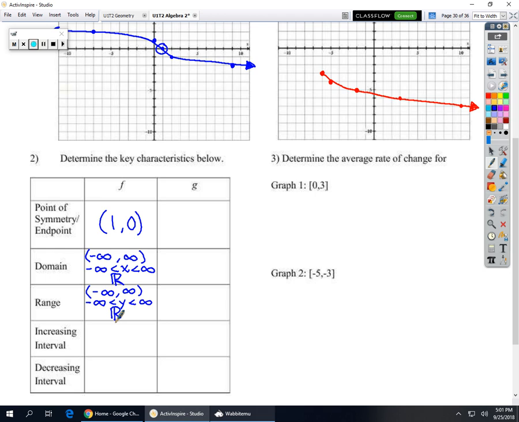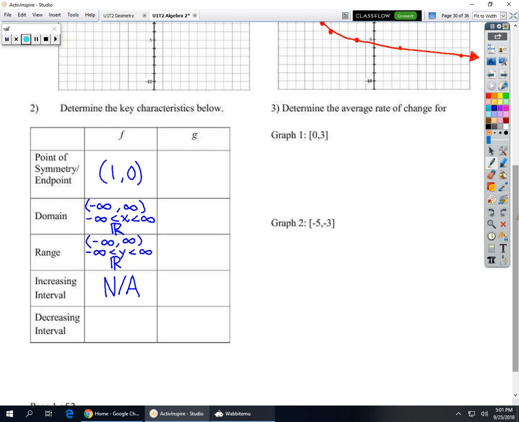All right. Now we got our next questions of increasing and decreasing interval. Well, remember, we read graphs from left to right. Let me move the recording out of the way. So from left to right, we are actually going down. So if we're going down as we're going from left to right, that is decreasing. So we're not increasing. So on the increasing graph, just write NA for not applicable. You can write none. You can write no. A few of you wrote not. Please don't write not. Not is not an answer.